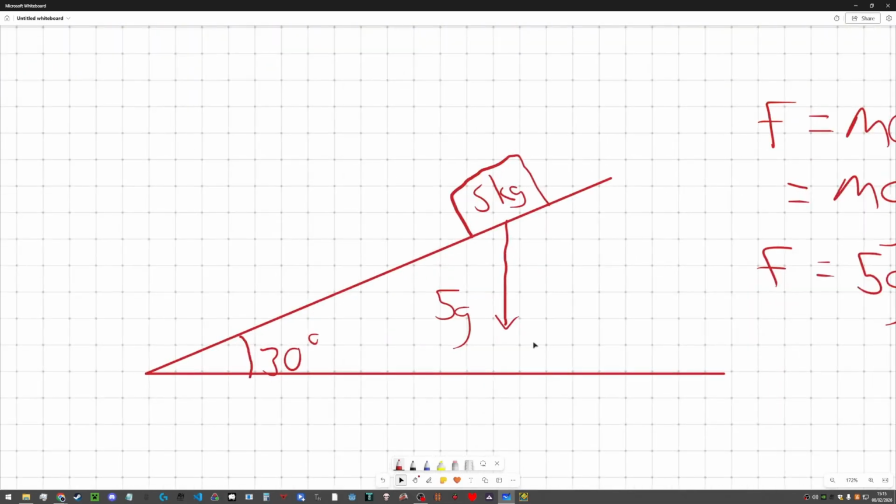Then there is also the normal contact force due to Newton's third law. Since it's applying a force onto the surface, the surface will apply a force onto it at 90 degrees. Now, since it's the normal contact force, we have to find the component of this 5g of force that is perpendicular to the surface, which will look like that.